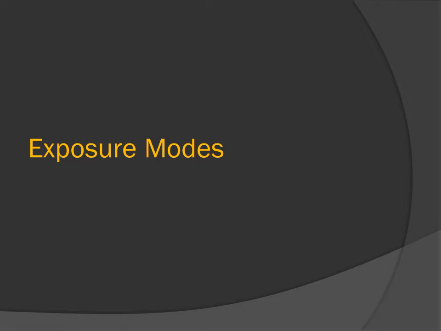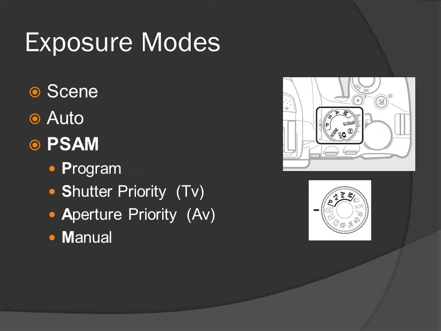Exposure modes. We have Scene, Auto, and PSAM. PSAM stands for Program, Shutter Priority, Aperture Priority, and Manual. On the Canon cameras, shutter priority is indicated as TV instead of an S. Aperture priority is indicated as AV instead of A.